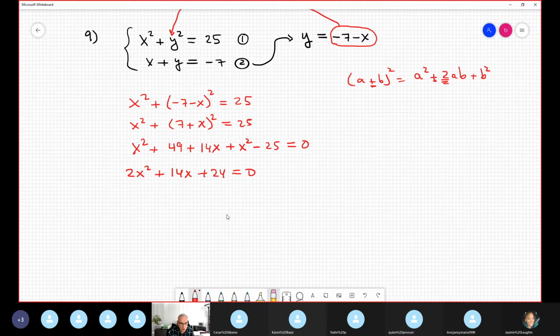Okay, why not divide by 2? The entire equation divided by 2, because I see the coefficients are even numbers.